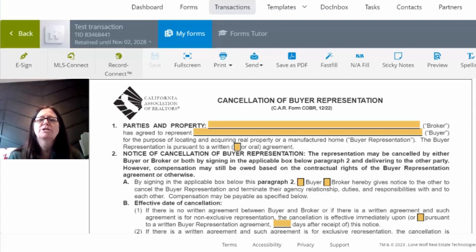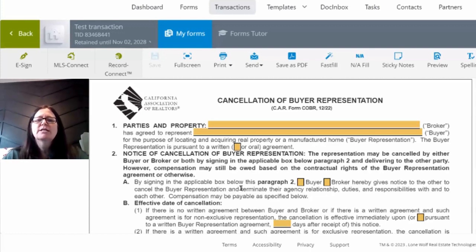And so what you can see here is you list the parties, list the broker and the buyer. And then it says for the purpose of, it says the buyer representation is pursuant to a written or oral agreement. And so obviously, if we're talking about the BRBC, it's a written agreement, right? And we always advise that everything should be in writing, right? But sometimes we start working with a client and there's nothing in writing and it's just oral. So we don't usually see oral on these forms, but this is a case where there is oral.